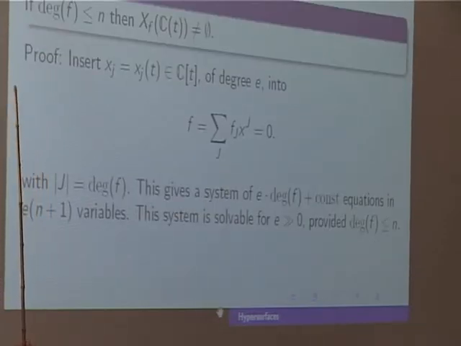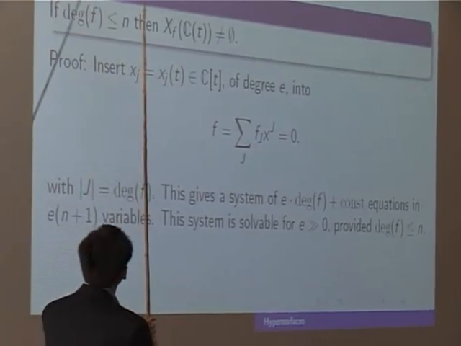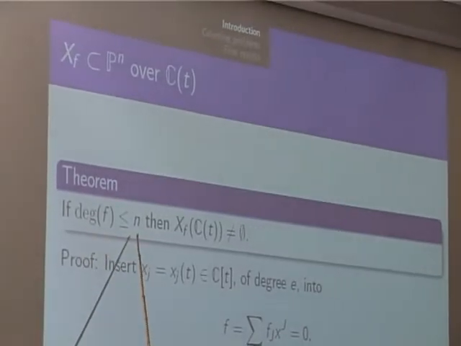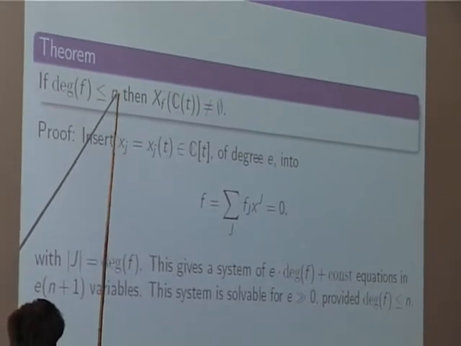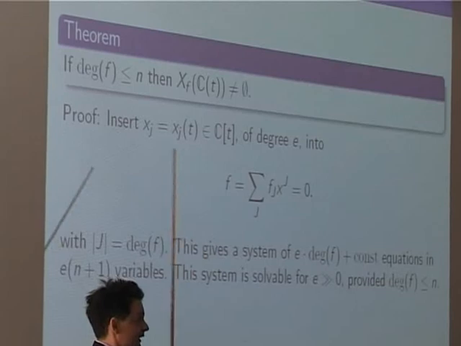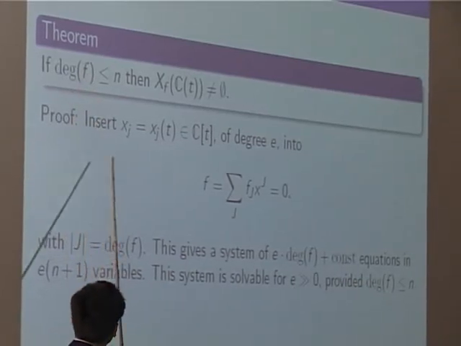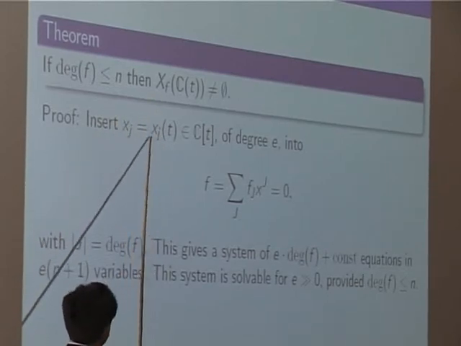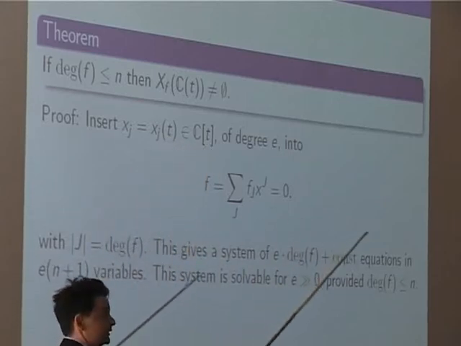Now, let's jump to the next ring or field of interest, the complex function field in one variable. Again, if the degree is smaller than the number of variables n plus 1, so less than or equal to n, we have a solution. And what's the principle at work here? Well, what are our variables now? The variables are polynomials in T of some degree.